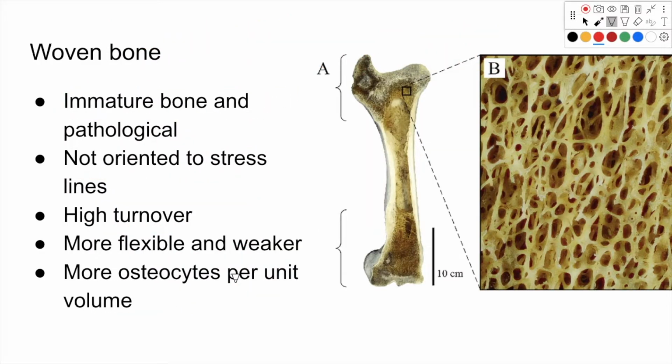Next, coming to the microscopic structure in the bone. Microscopically, the bone can be divided into two types: woven bone and lamellar bone. Woven bone is immature bone and seen in pathological conditions. So what are the pathological conditions that you see woven bone in? You can see it in osteosarcoma.